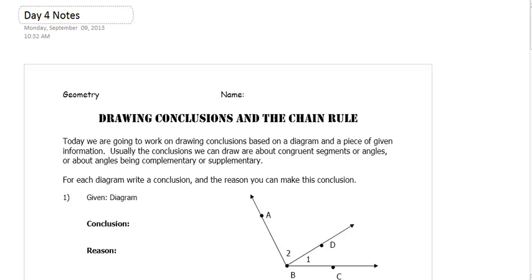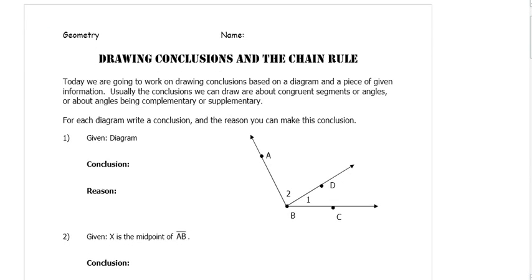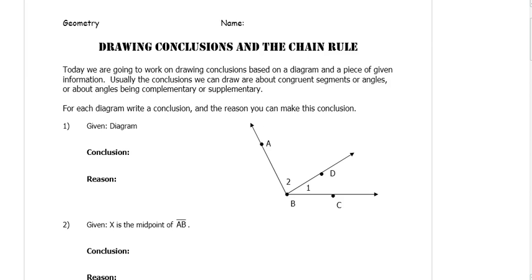Believe it or not, you are actually at the last video of this unit. So a very short unit. Make sure you go back and watch any videos you need to rewatch. It's a little bit of a complicated unit, so make sure you do that if you need to. So we're going to look at drawing conclusions and the chain rule.